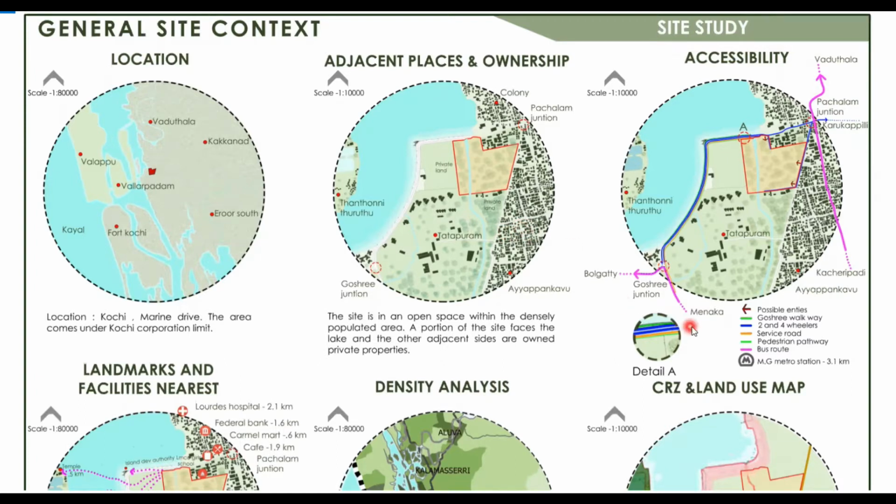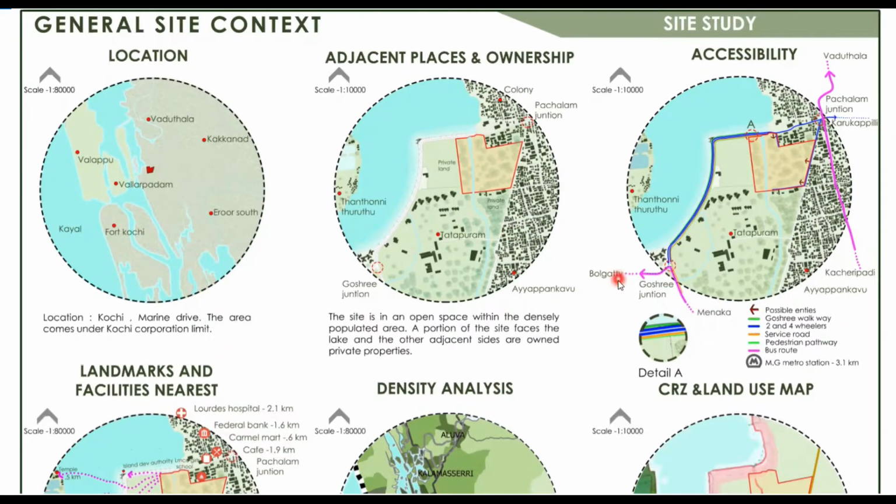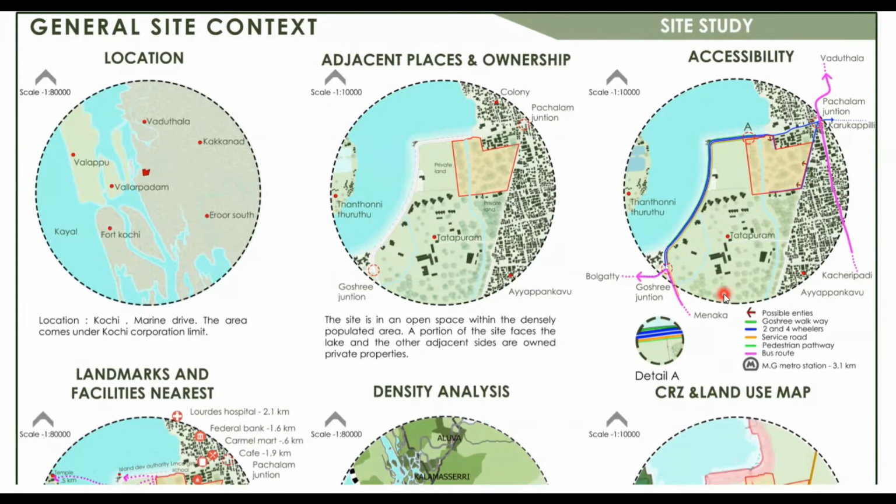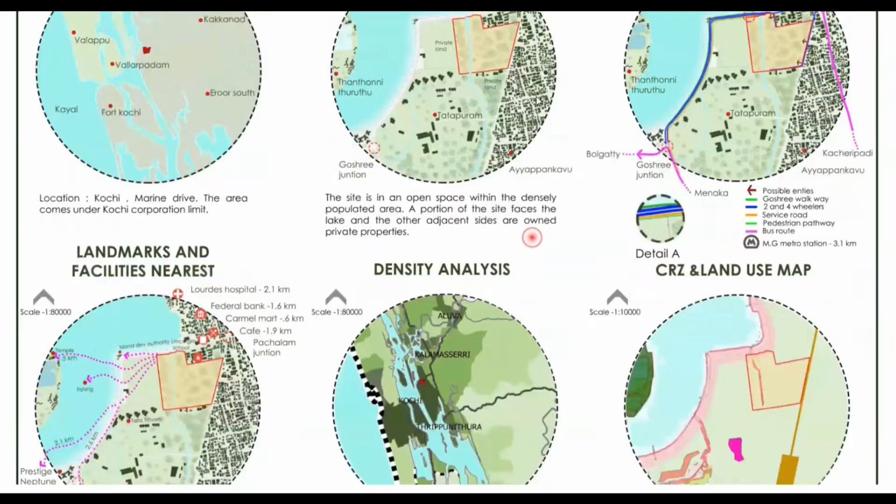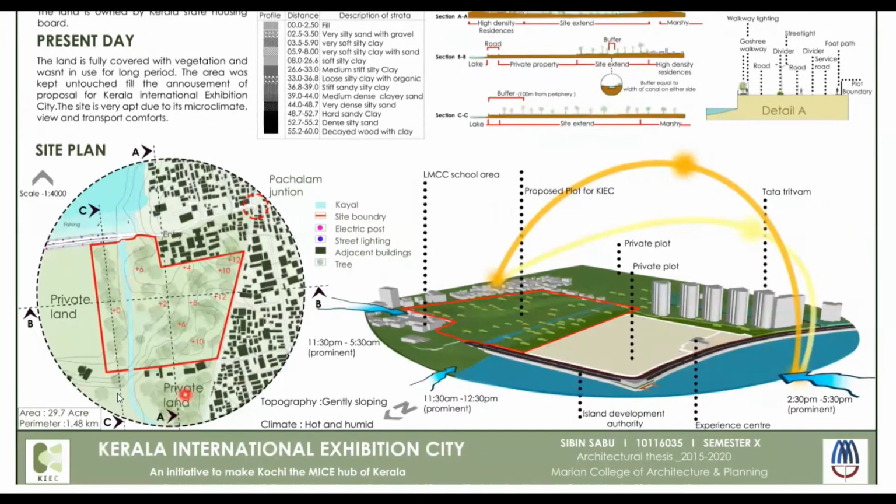And the major bus roads go to Menaga from Bolgati on this side and Kachetipudi to Vadala on this side. The major roads adjacent to the site are the Matai Manuran road that connects to the Pachalam junction here, and the Queensway that connects to the Pachalam junction here. The site has a slope gradient from plus 0 meter to plus 10 meter, and the canal passes through the site and divides the site into two.